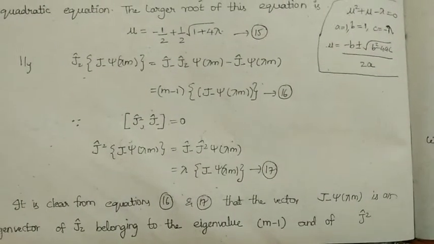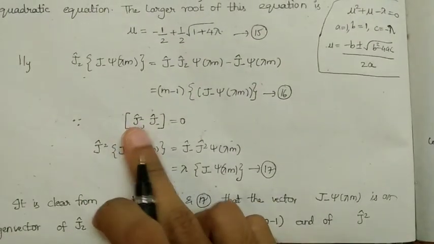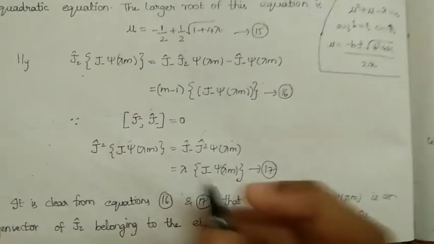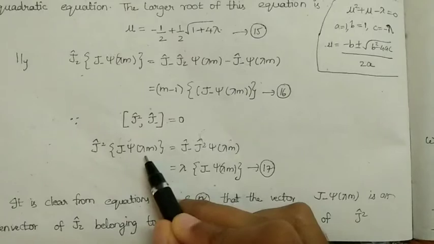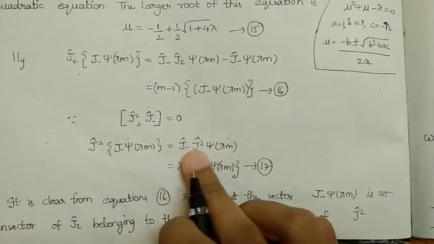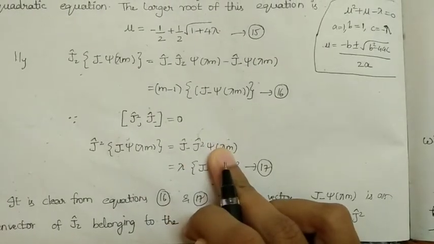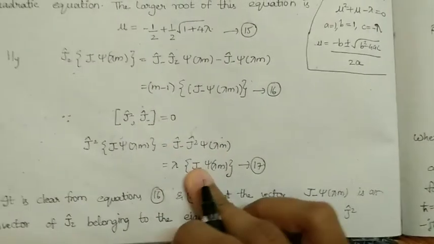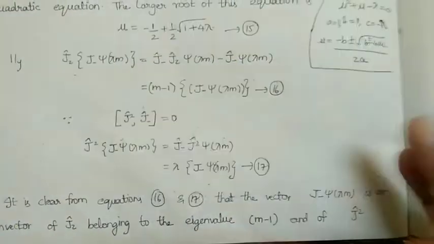So they commute with each other. Hence J square into J minus is equal to J minus into J square. From that, operating with the wave function on both sides, J square operating on this wave function would give us the same wave function multiplied with its eigenvalue, and J minus is also there. So from these two equations, again the same.